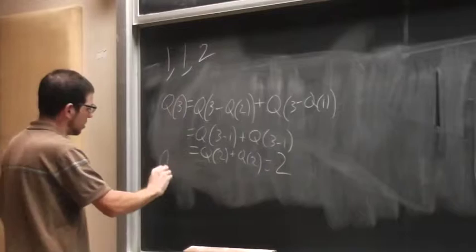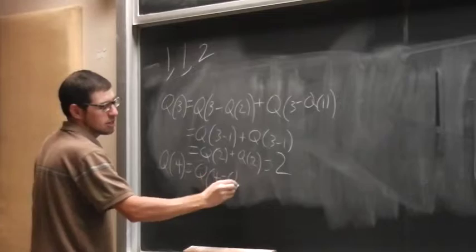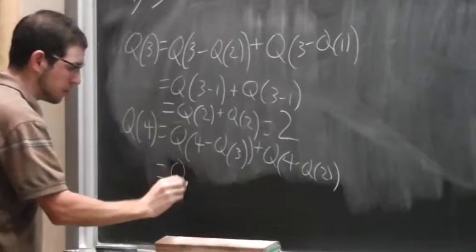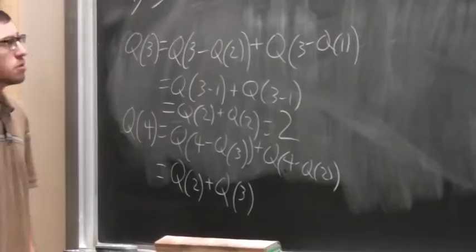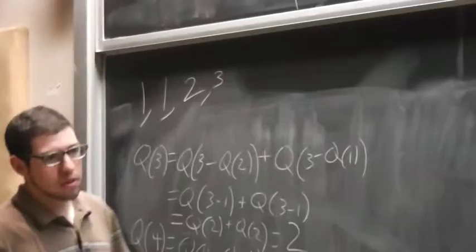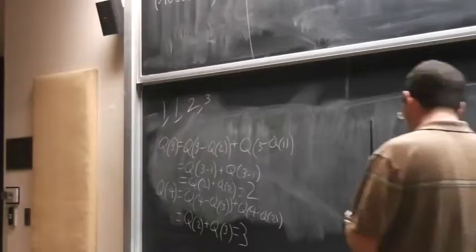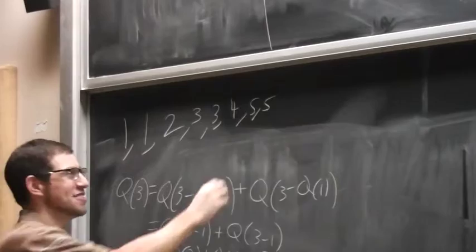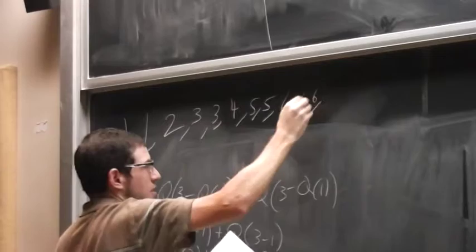And then let's also do Q of 4. That's Q of 4 minus Q of 3 plus Q of 4 minus Q of 2. Now Q of 3 is 2, we just computed that. Now this is going to be Q of 2 plus Q of 3, because Q of 2 is 1. So that's 3. And I'll list a few more terms here. So it's 1, 1, 2, 3, 3, 4, 5, 5. So far, so good. So far, it looks like it's going to behave very nicely. And then a few sixes. 6, 6, 6, 8, 8, 8, 10, 9, 10. I'll stop there.